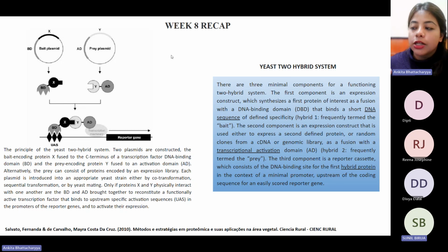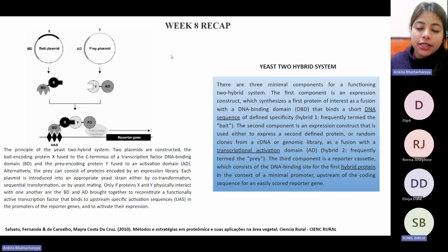Either it is one protein that is already known to be an interactor, or a protein that you speculate should bind to your protein of interest, and therefore you are specifically checking for the interaction between these two proteins. Or it can be part of a genomic library or expression library, like we just discussed, and that would be fused to a transcriptional activation domain, or AD. Frequently, it is termed the prey.